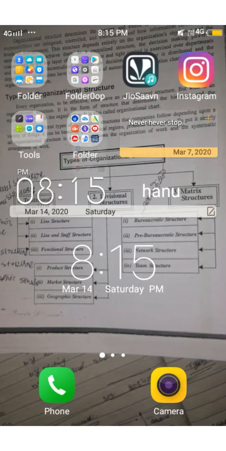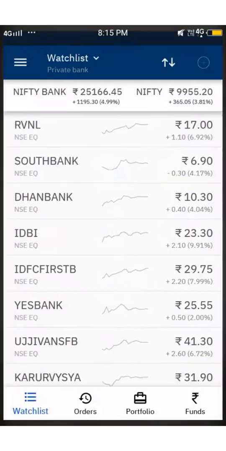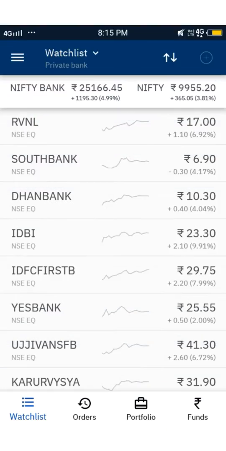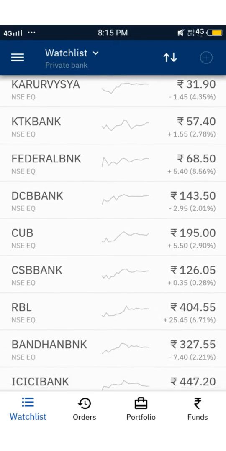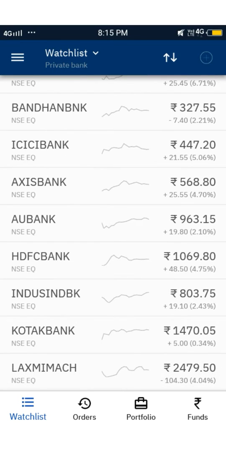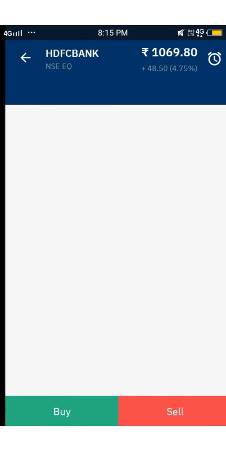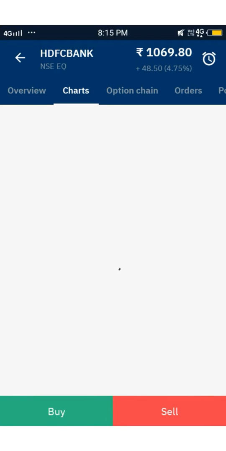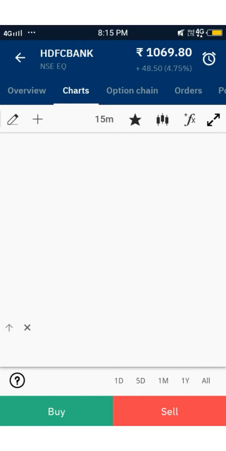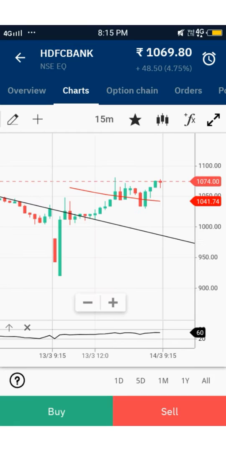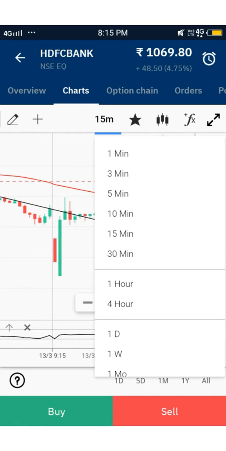First, I am going to open Upstox Pro and check it. I think you will go to HDFC Bank. This is one of the most improved banks and among the top 10 banks in India. HDFC Bank.